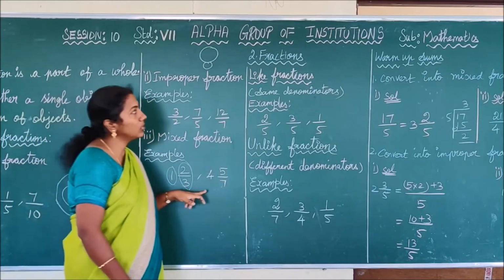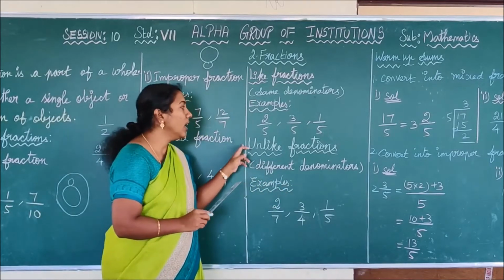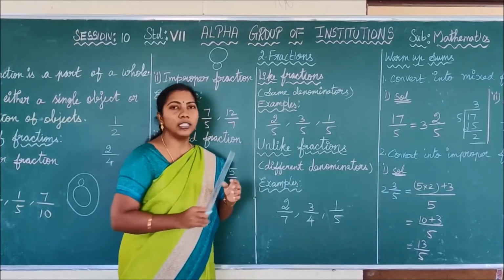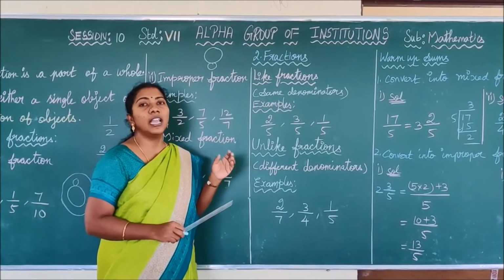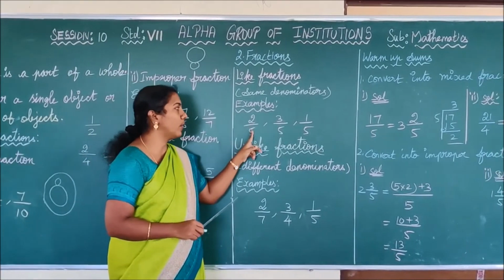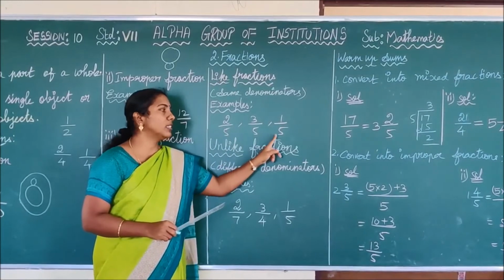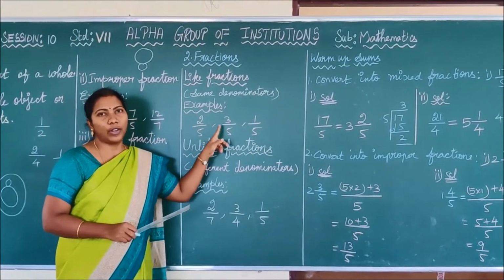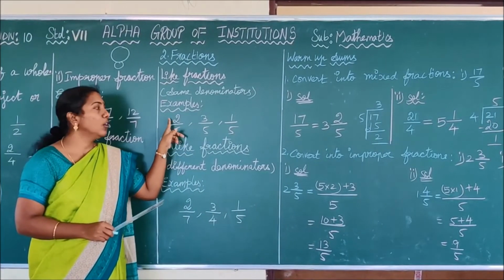Now we are going to see some more concept about fraction, that is like fractions and unlike fractions. What is meant by like fractions? If the fractions have same denominator, we can call them like fractions. See here, 2 by 5, 3 by 5, 1 by 5. All the denominators are same. So we can call these fractions like fractions. The condition should be the denominator should be same, not the numerator.